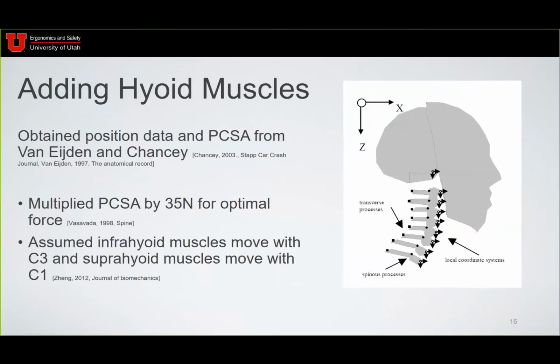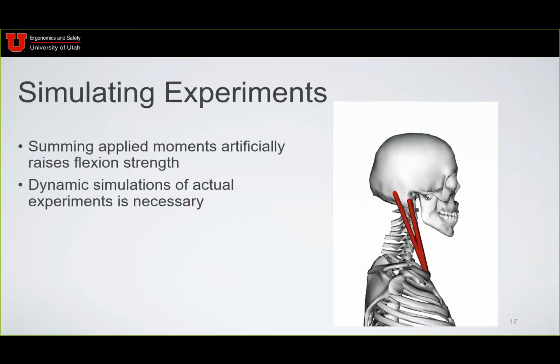So we added hyoid muscles using position data and physical cross-sectional area data from available literature. We started with the original muscle strengths defined by Vasavada and multiplied the physical cross-sectional area of these hyoid muscles by 35 newtons for every centimeter squared, which was the same multiplier that Dr. Vasavada used when she developed this model. And then we assumed that the infrahyoid muscles, the ones below the hyoid bone, move with the C3 vertebra, and the suprahyoid muscles move with C1, which is a limitation we'll be talking about a little more as we go on.